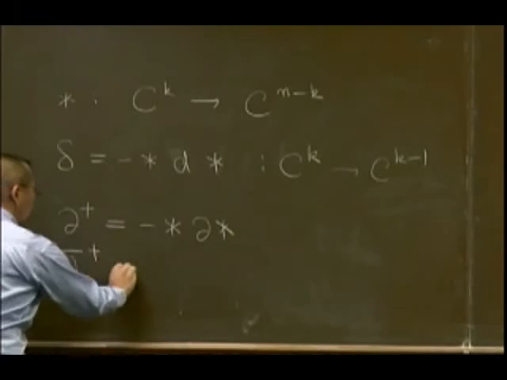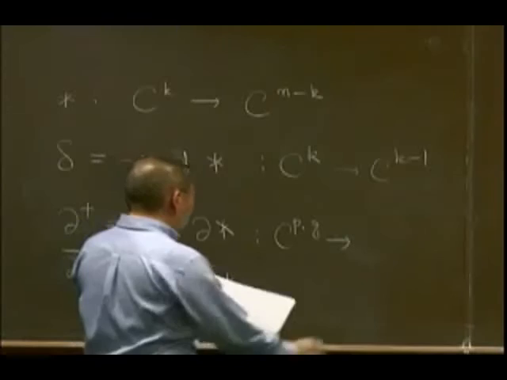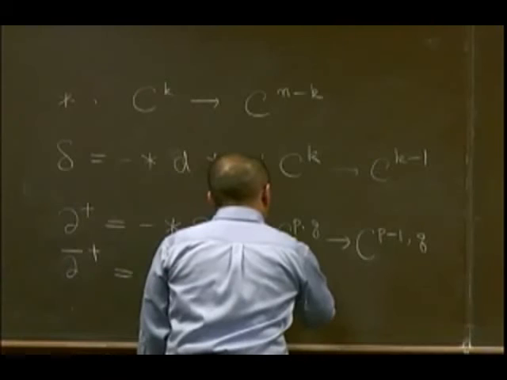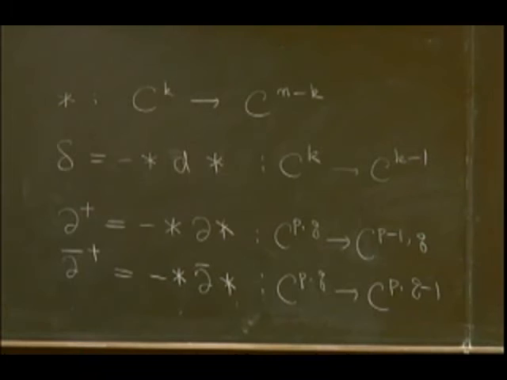And similarly, I can define del bar dagger to be minus star of del bar of star. And we can do some simple counting to figure out that, for example, del dagger maps C^{P,Q} to C^{P-1,Q}, and del bar dagger maps C^{P,Q} to C^{P,Q-1}. So in total, we now have four differential operators, del, del bar, del dagger, and del bar dagger, that map a (P,Q) form into a (P+1,Q) form, (P,Q+1) form, (P-1,Q) form, and (P,Q-1) form. So let's see if I did it right. It's recorded, so we can check it later.